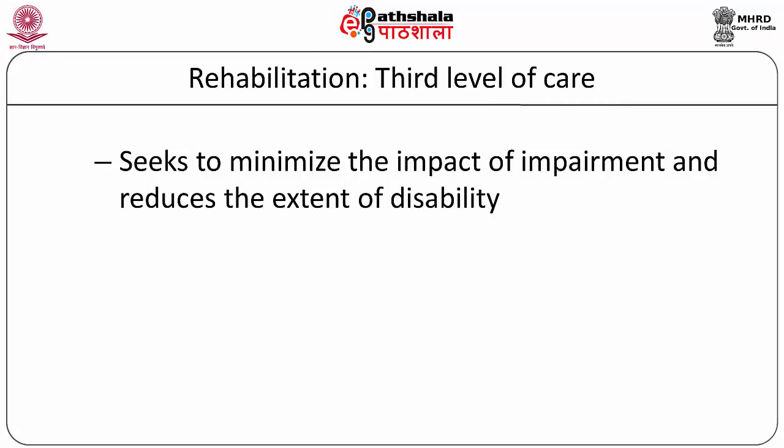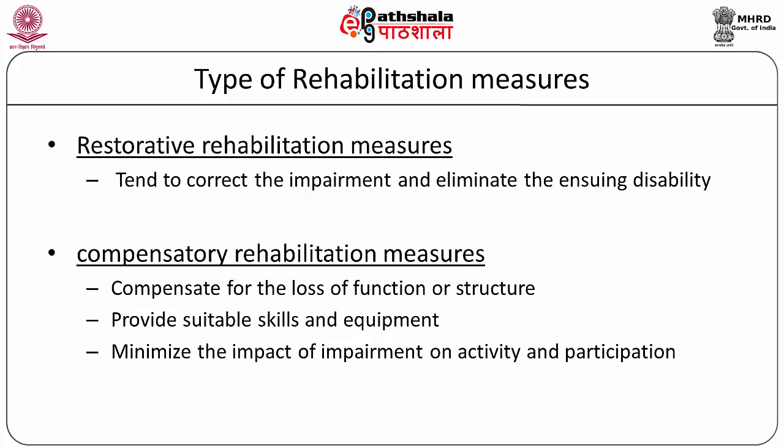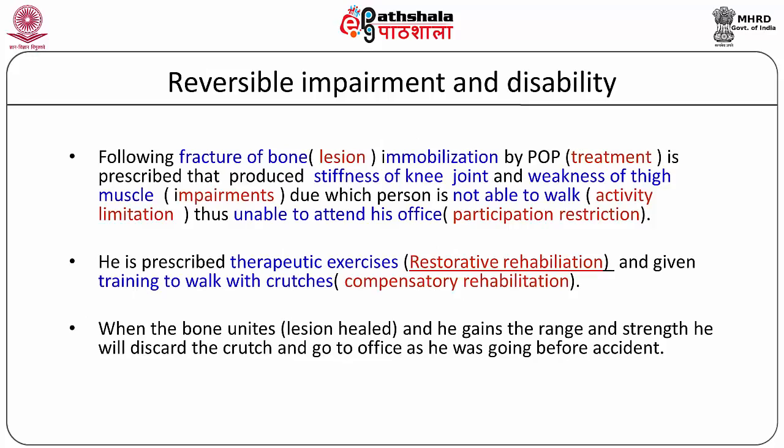The focus area of rehabilitation is disability. Rehabilitation measures seek to minimize the impact of impairment and reduce the extent of disability. Rehabilitation can be restorative or compensatory. Restorative rehabilitation measures tend to correct the impairment and eliminate the ensuing disability, whereas compensatory rehabilitation measures tend to compensate for the loss of function or structure by providing suitable skills and equipment in order to minimize the impact of impairment on activity and participation. An example will further clarify this concept.